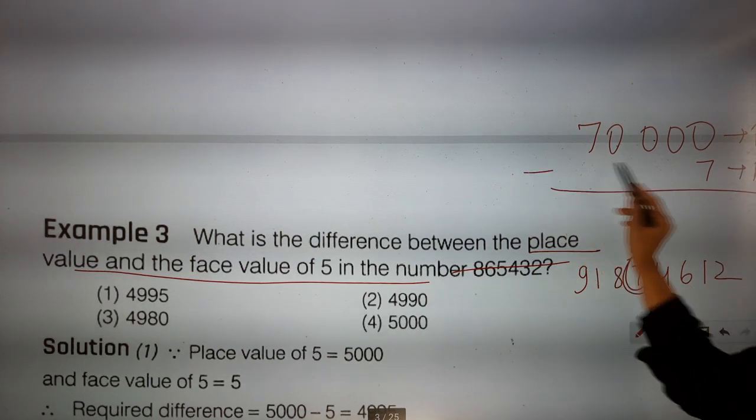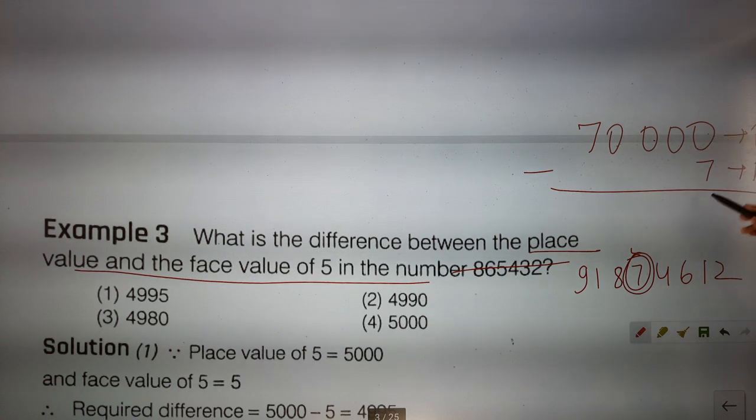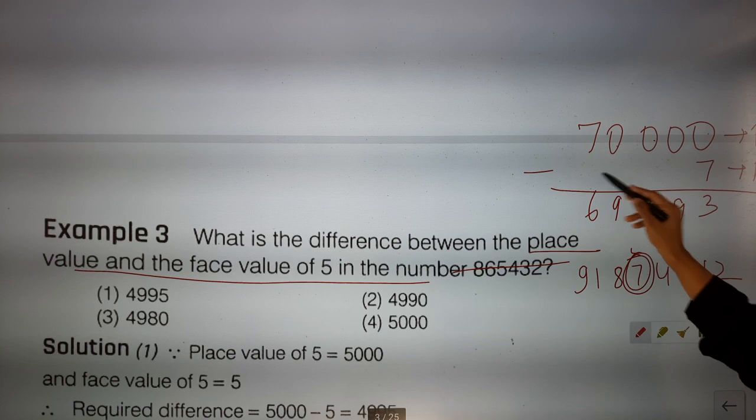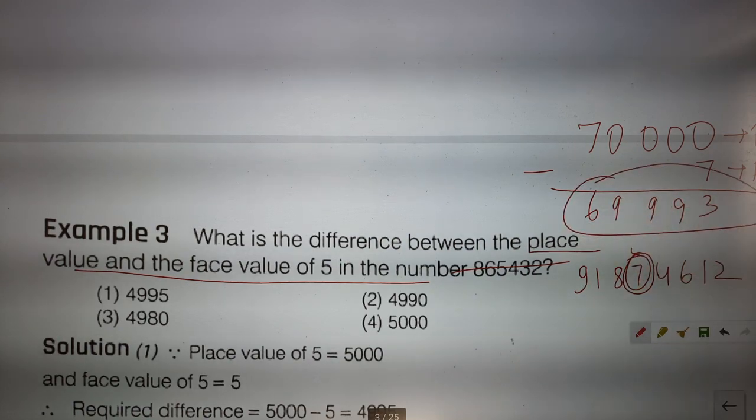So when we subtract, what will we get? 10 minus 3 is 7. Then 9996. So the answer will come 69993.